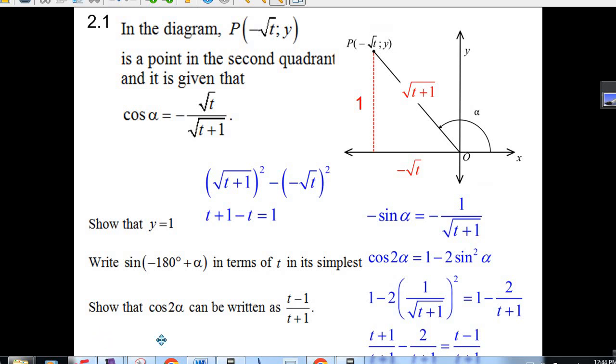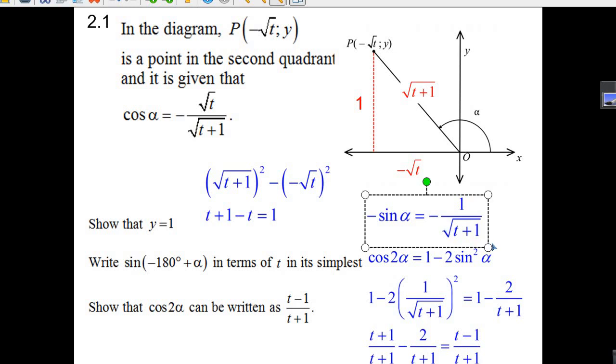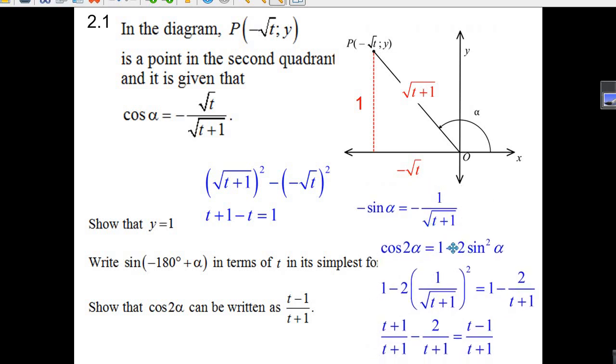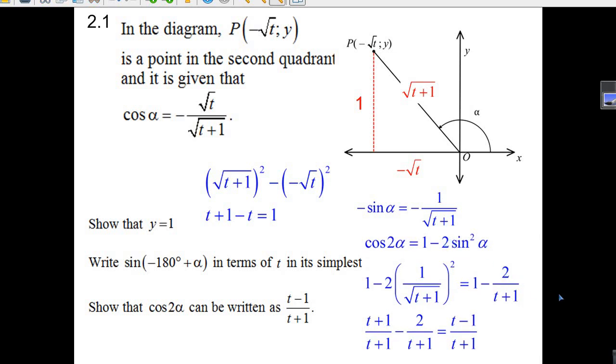Okay, here's the next Pythagorean trigonometry question, and let's just give it a try. It's a little bit different. I haven't seen one that looks just like this before, but let's just try it here.